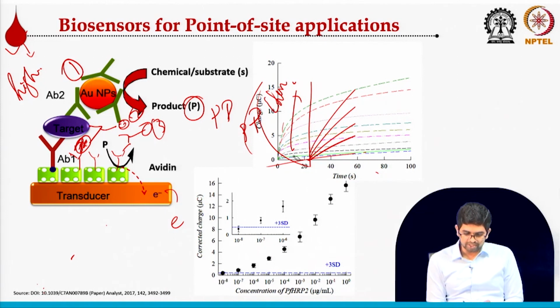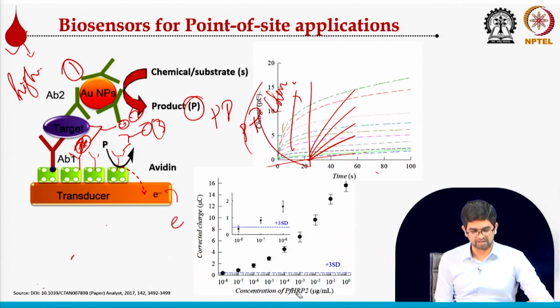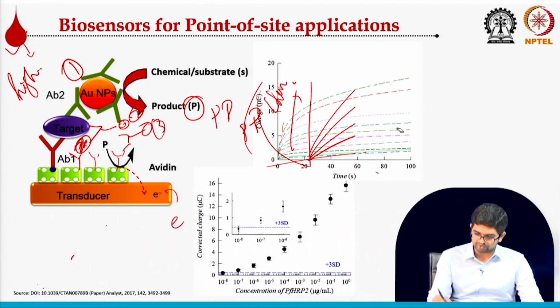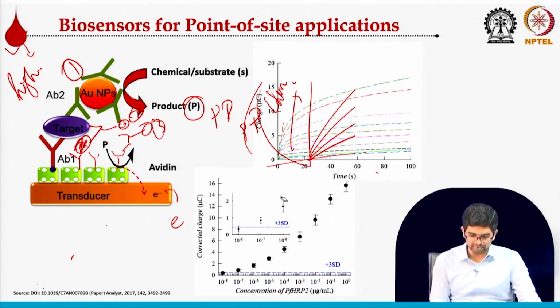So, here, based on the concentration, suppose I use the concentration of PFHRP2. PFHRP2 is just a malaria antigen. So, as the target I use the malaria antigen. Now, if you increase the concentration of the malaria antigen, then you are getting higher and higher charge, right. So, from this graph, at a certain time I am collecting the charge, and as the concentration increases, the charge also increases, right. This is called the calibration curve. So, in this calibration curve you can see that as the target concentration increases, the charge changes.